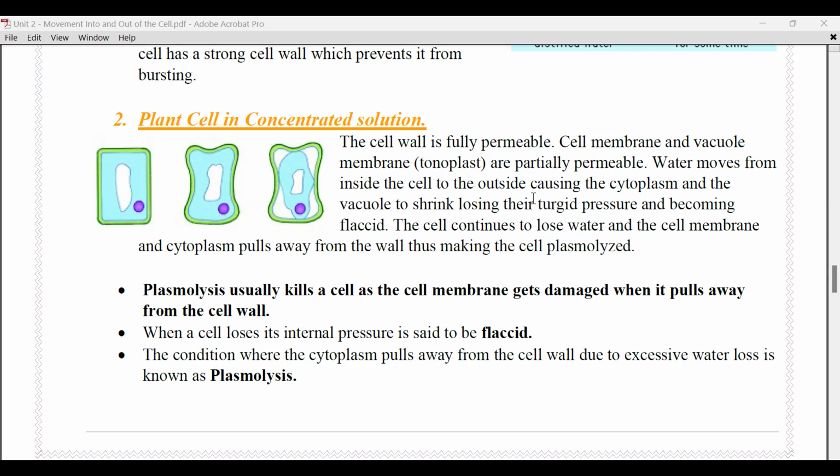When the cell loses more water, the cell membrane would pull away from the cell wall. This condition, where the cytoplasm with the cell membrane pulls away from the cell wall due to excessive water loss, is called plasmolysis, and this process usually kills the cell as the cell membrane gets damaged.